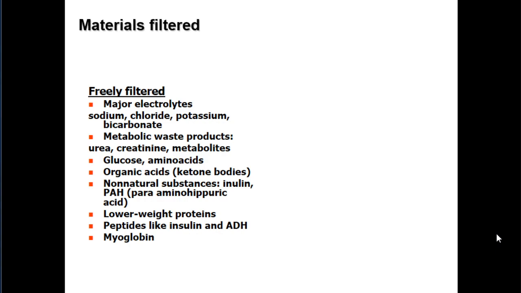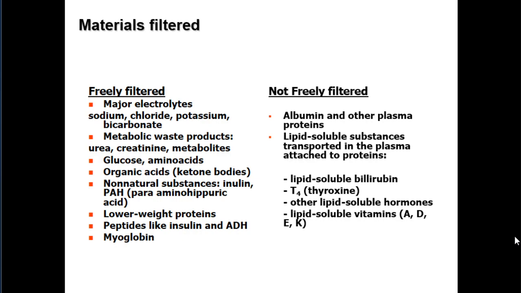Major electrolytes, like for example sodium, chloride, potassium, bicarbonates, and so on. Metabolic waste products like urea, creatinine, metabolites. Glucose, amino acids, organic acids, non-natural substances like inulin, para-aminohippuric acid, lower weight proteins, peptides like insulin, ADH, myoglobin. So the list looks very long, and it's much easier to remember what is not freely filtered.